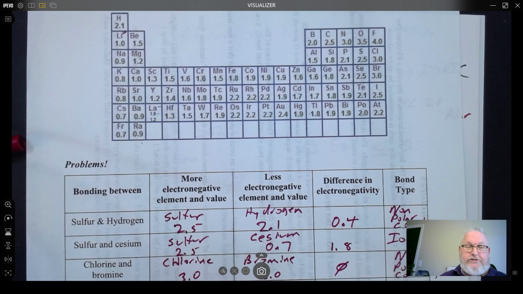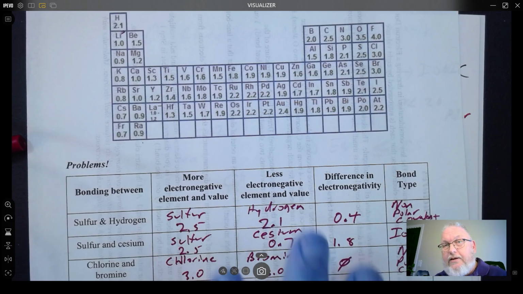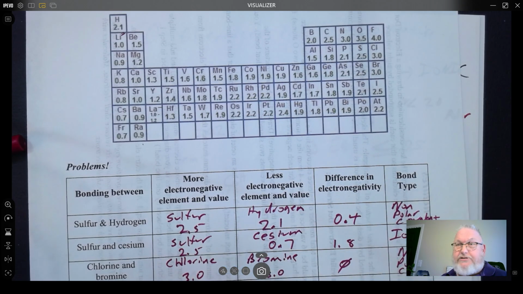There's several other questions on this polarity worksheet. Get this done. And if you have any questions, again, email me. We'll get together on Teams.